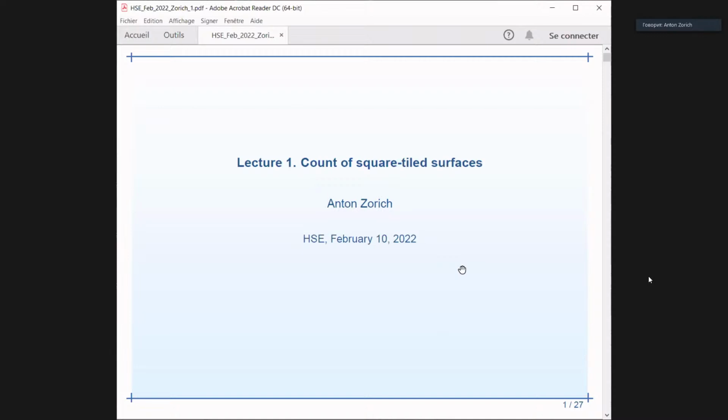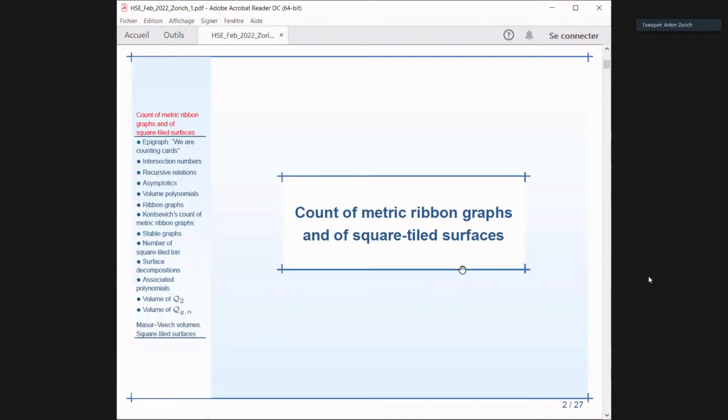And the very last lecture, the third one, is sort of a fun one. It's applications to count of meanders. And I will count meanders not only on surfaces of genus zero, not only the usual meanders in a plane or in a sphere, I will count meanders on arbitrary surfaces. So this is the plan for the 3 lectures, and the plan for today's lecture is to count square tile surfaces.